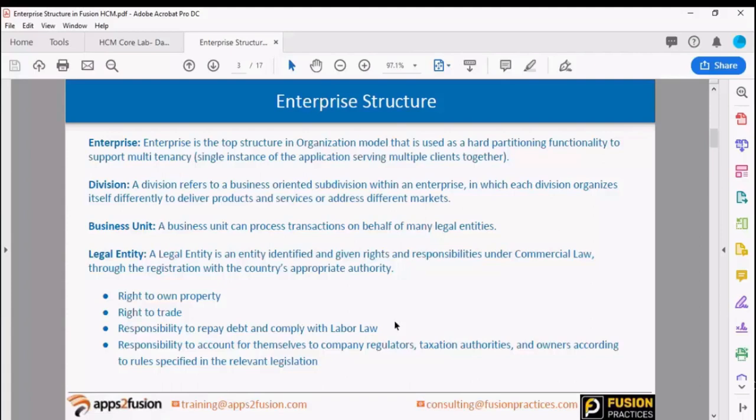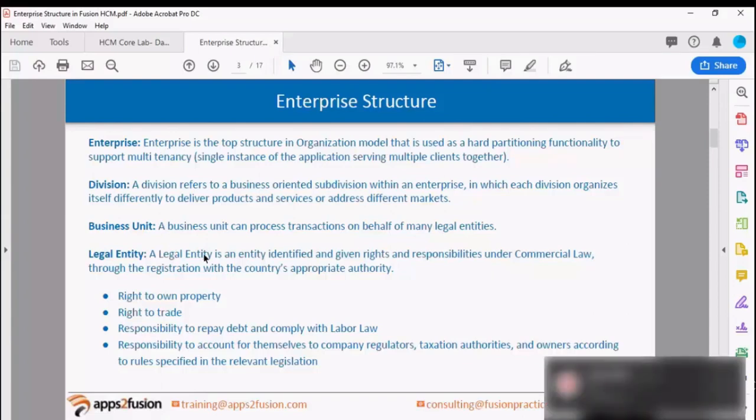of employees. So any questions on these four objects: enterprise, divisions, business unit, and legal entity? This is something I will come back to when we actually do transactions, and I can explain it to you again. It will be more clear at that time.